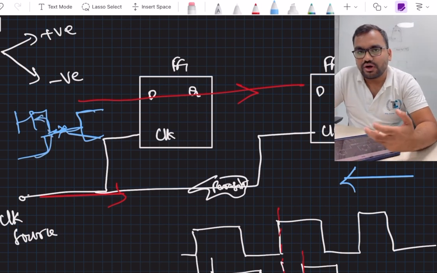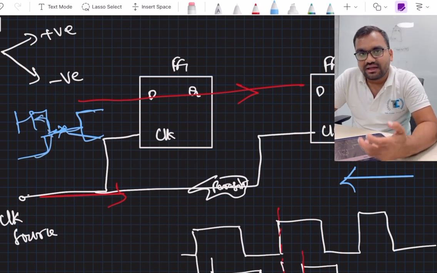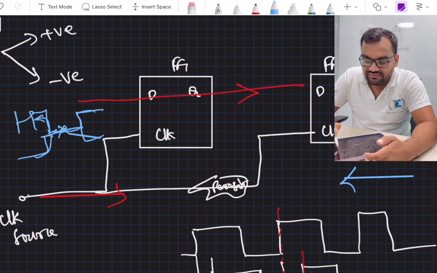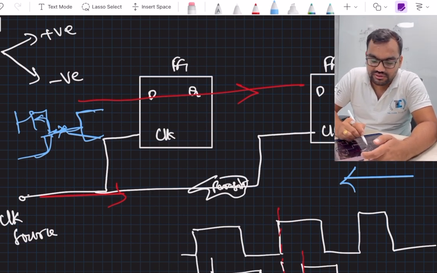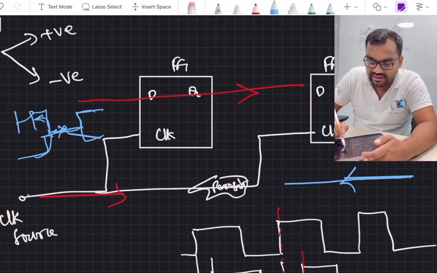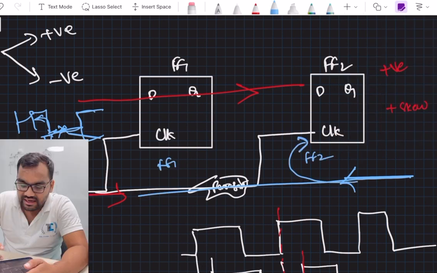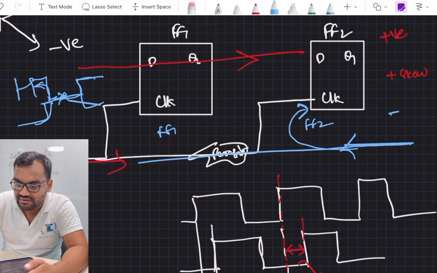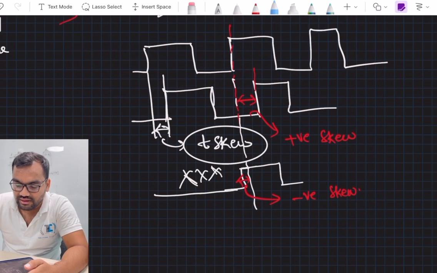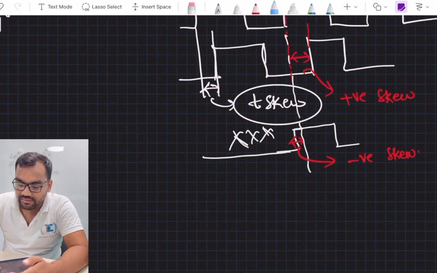Though we ensure all those, there is a chance that the clock is getting faster to the capture flop and slow to the launch flop. Let's say the clock is coming in this way, then it will reach flip-flop 2 first, then flip-flop 1, right? In that case, there is a chance of negative skew. These are just analogies for you to remember, but let's understand which skew will help in what kind of analysis.